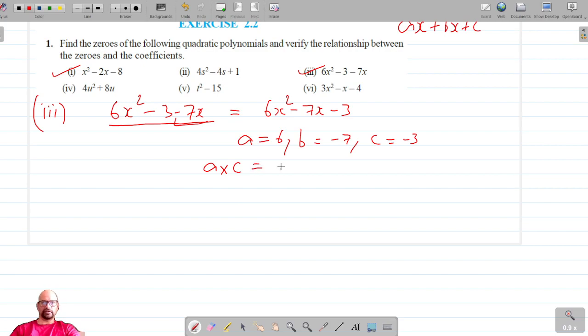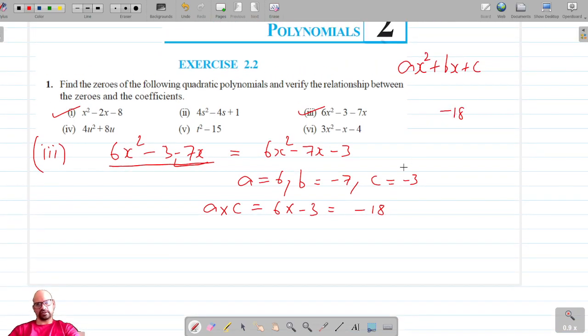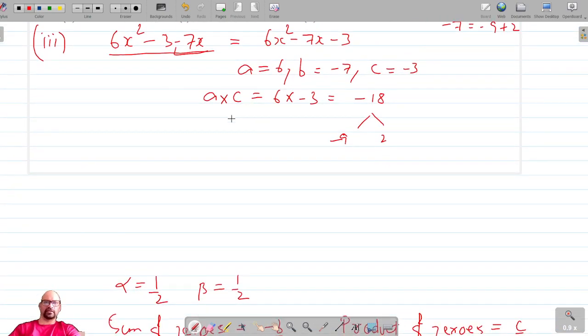And a into c is 6 into negative 3, which is equal to negative 18. Now let's get the factors of negative 18, which are negative 9 and 2, because negative 9 into 2 will give me negative 18, and negative 9 plus 2 will give me negative 7. So I'm going to split up the middle term. Instead of minus 7x, let me write minus 9x plus 2x minus 3.